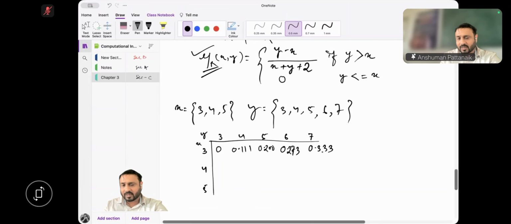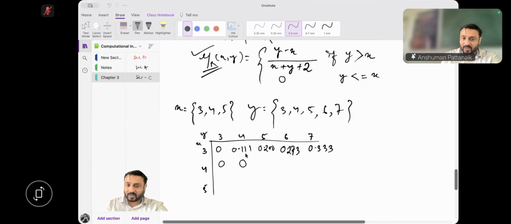Have you calculated? Yes, sir. Tell me the answer now. X is 4, y is 3, so it will be 0. X is 4, y is 4, it will be 0. X is 4, y is 5, it will have some value. What is the value? Sir, 0.091. I'm writing 3 decimal points.